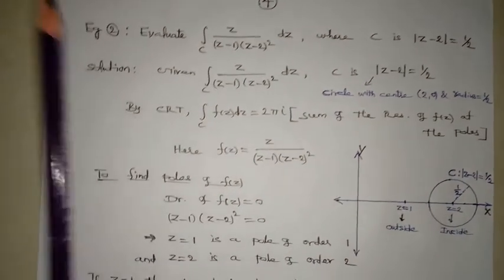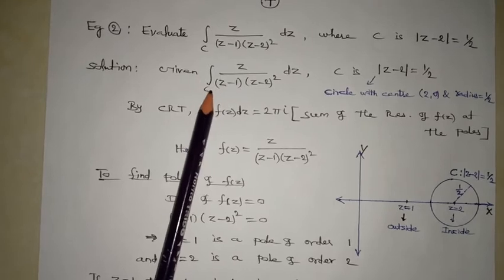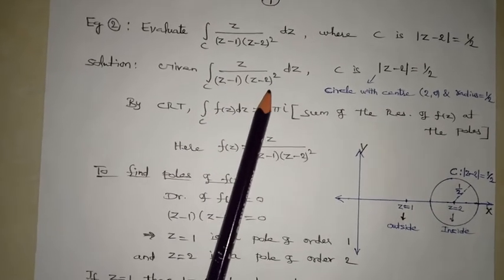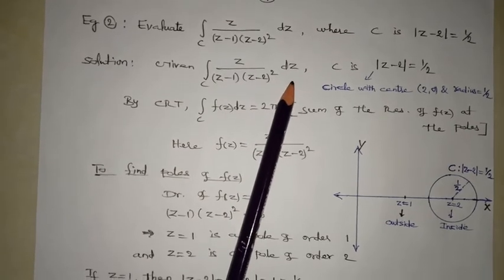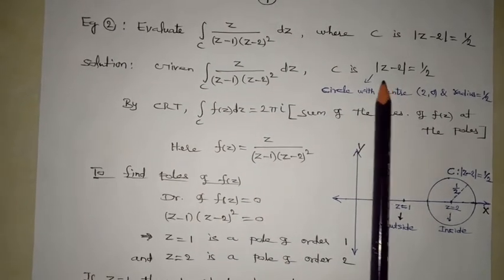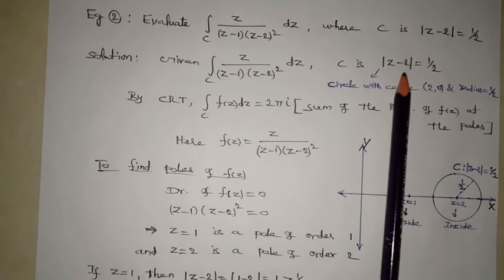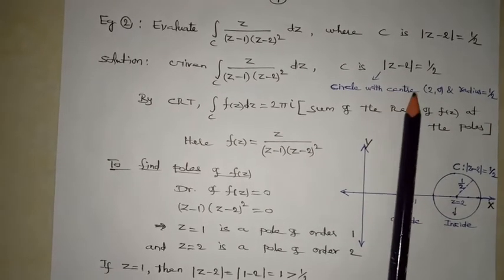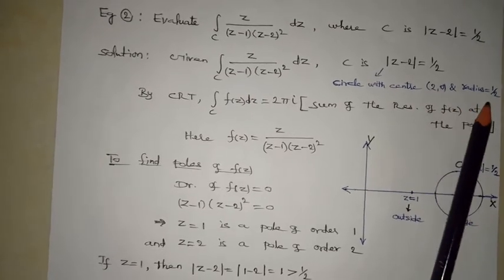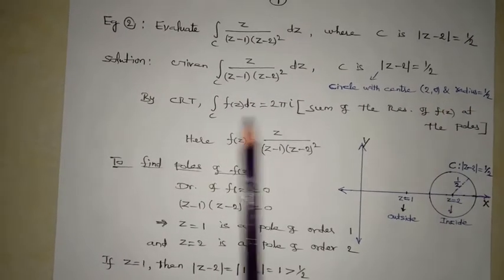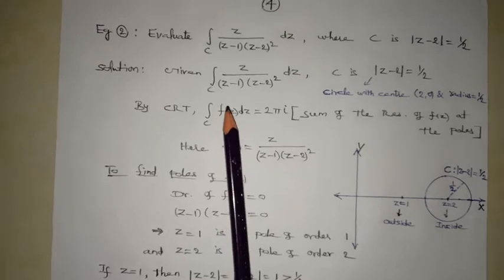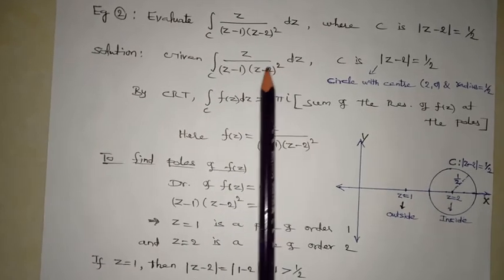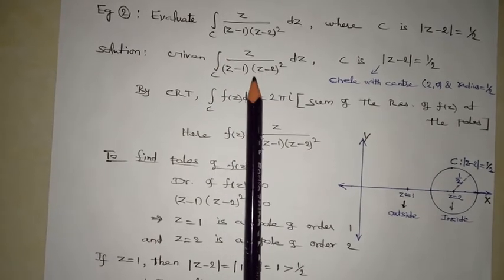Now, look at this problem. The given integral over C is z divided by (z minus 1) times (z minus 2) whole square dz, where C represents a circle. Modulus of z minus 2 equal to 1 by 2 means it represents a circle with center (2, 0) and radius 1 by 2. Now, in this, what is the function f of z? Inside the integrand, the entire expression you must take as f of z.